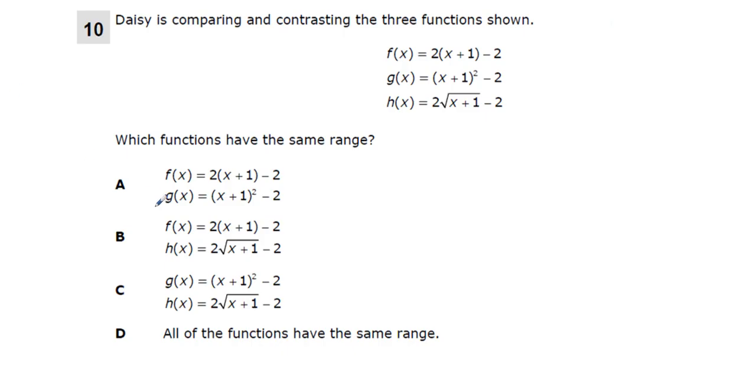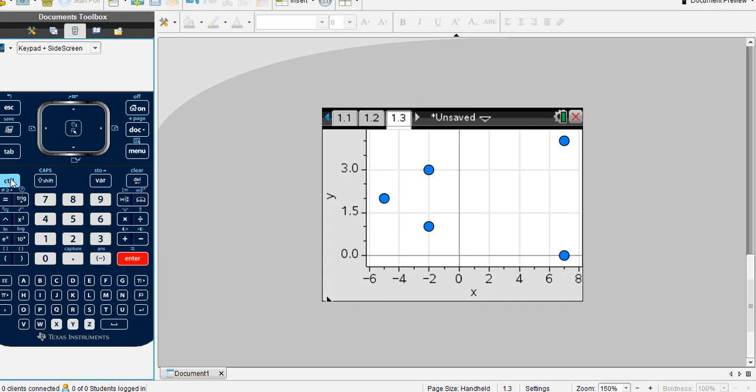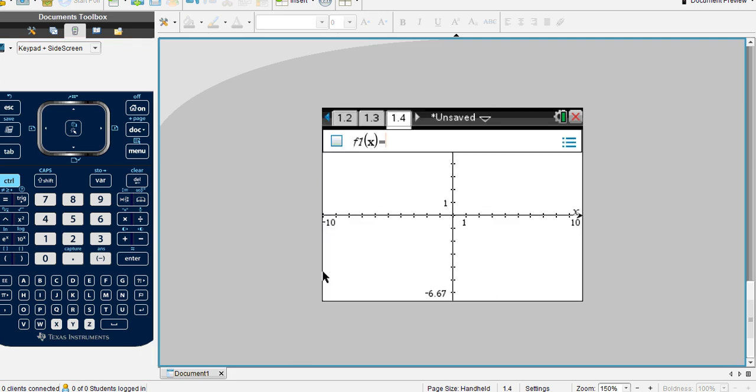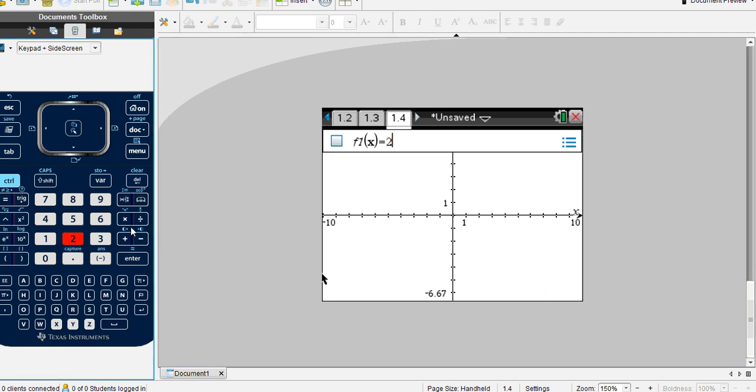Next, 10. Daisy's comparing and contrasting the 3 functions shown. What I'm going to do is graph these in the graphing calculator and say which of the functions have the same range. If you're familiar with these types of functions, a linear function f of x, a quadratic function g of x, and a square root function h of x, you'll know what the answer is already, but I would say go ahead and graph these things. Put control I and add graphs. The first thing we're going to put is f of x equals 2 times, parentheses, x plus 1, and then come over here to the right, minus 2. That is our first function.